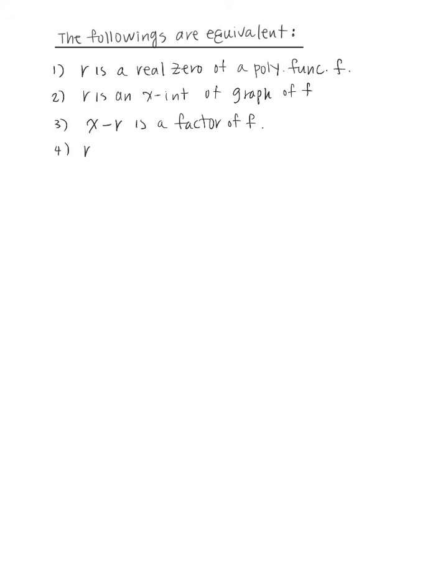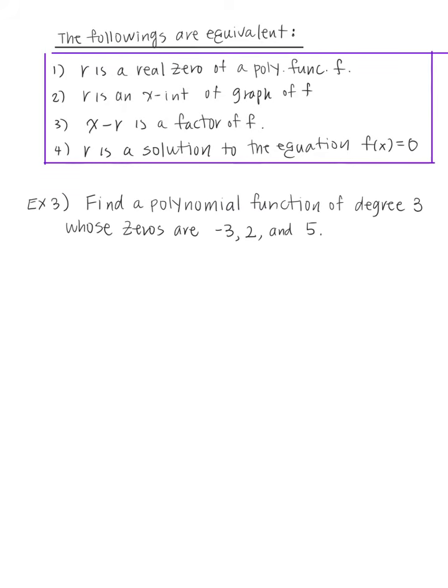Because R is a solution to the equation f of x equals to 0. Basically set y equals to 0 and solve for x, and then let's just call that x value r. Remember, r is some numerical value. So all these four statements are equivalent. Let's take a look at this example.